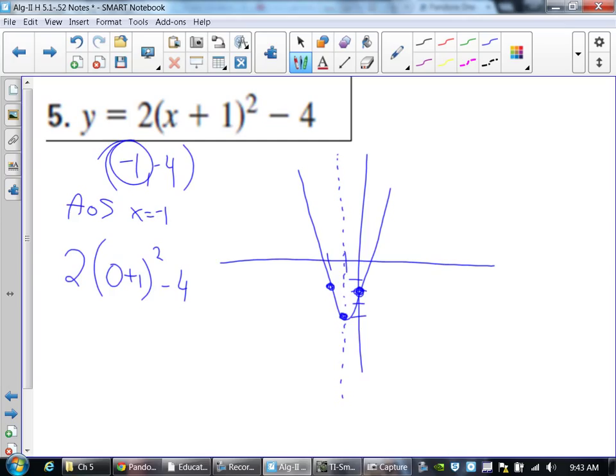Sir, how'd you get 0? I just picked a number. All I'm doing is picking anything that's easy to work with. I could have picked 12 if I wanted to. But since 0 is always an easy number to substitute in for, just pick that. I could have picked 1. So h is like x, right? Yep. Okay.